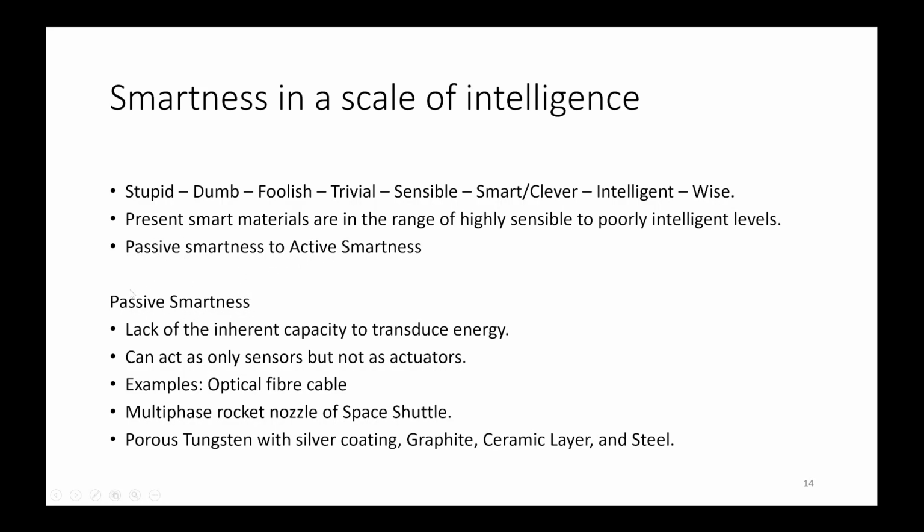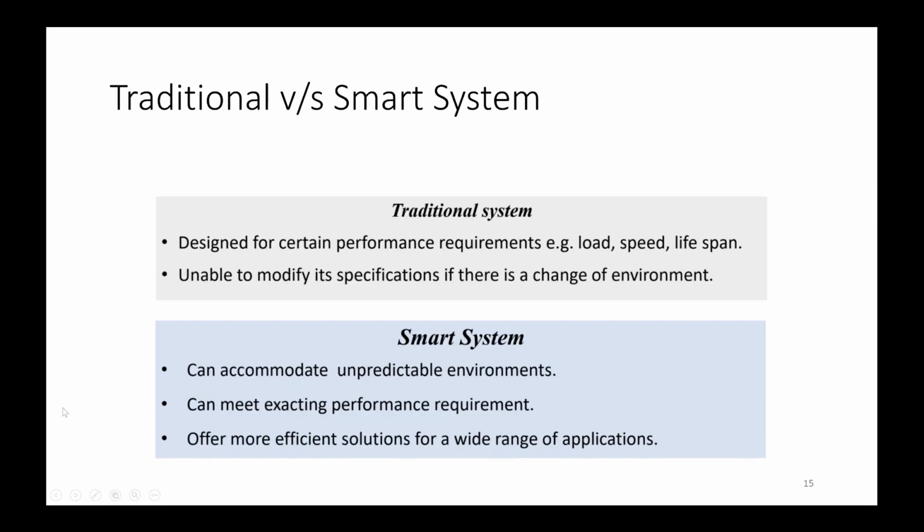In case of passive smartness, there will be some lack of inherent capacity to transduce energy, and they can act as only sensors but not as actuators. Example is optical fiber cable and multi-phase rocket nozzle of space shuttle, or porous tungsten with silver coating, graphite, ceramic layer, and steel. These all are passive smart materials.